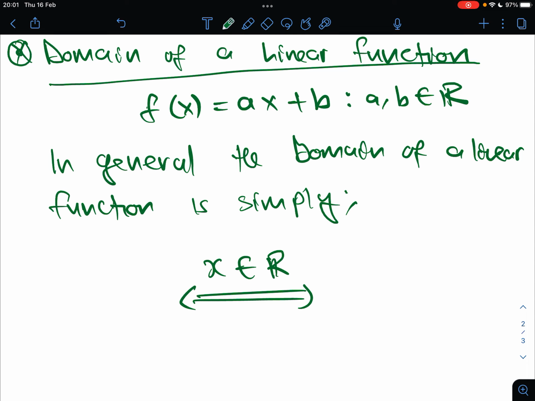You see that? Unless maybe you are given a function already with some restrictions, whereby we tell you that this function can only take values greater than 5. It means your domain now will be all values of x starting from 5 and onwards. But if there are no restrictions imposed on a linear function, its domain in general will always be x element of real numbers. You see that? So that too is going to be like that at all times and it's never going to change. Then the next thing that you want to look at is the domain of a parabolic function.